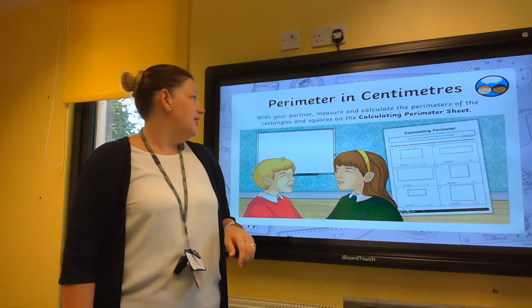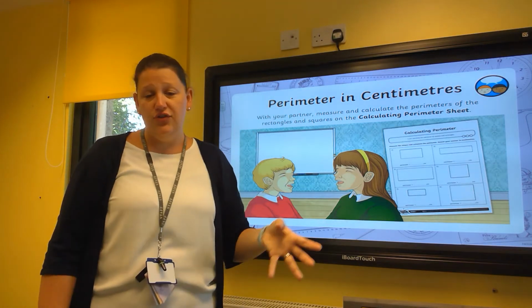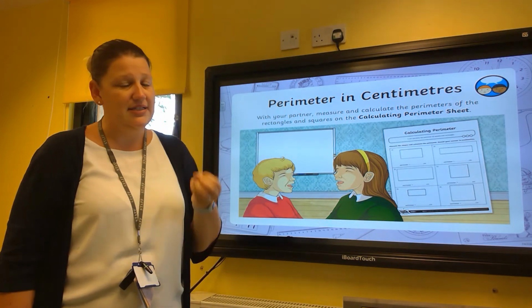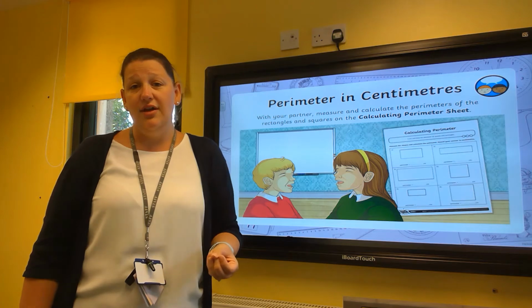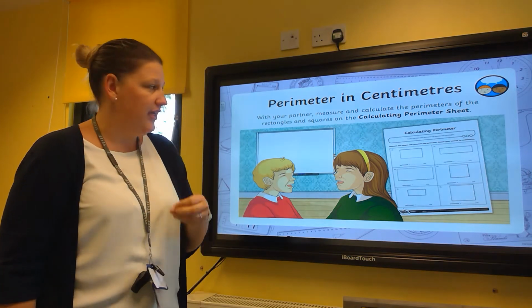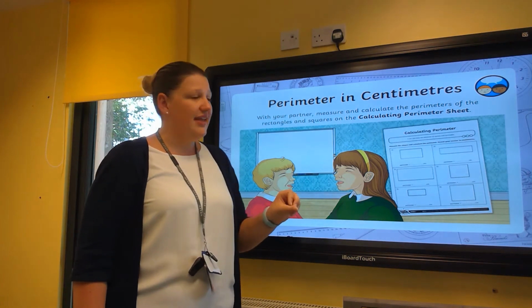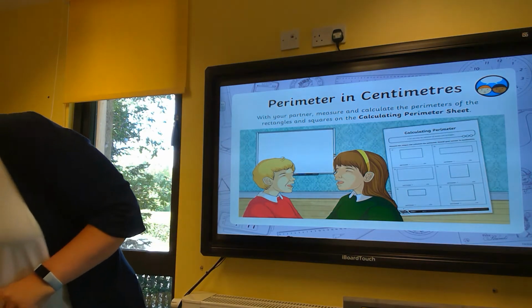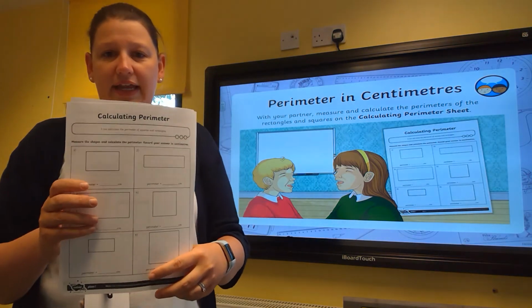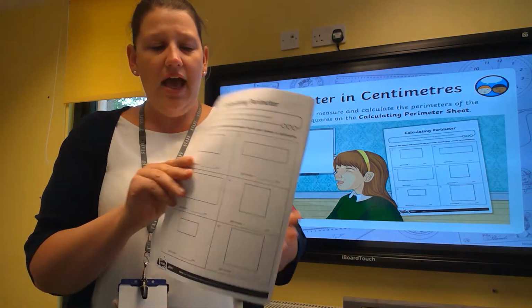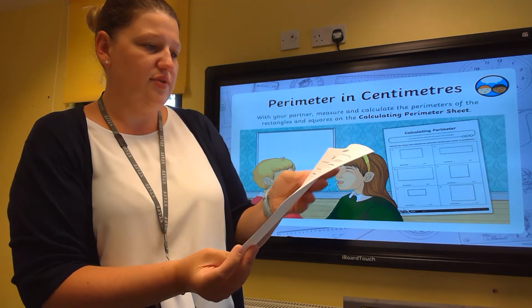So what you're going to do, you're not going to do it with a partner unless you've got a partner at home. You can still do this independently, it's completely up to you. If you've got someone at home to help you, great. If you haven't, crack on independently. You're going to have a go at this calculating perimeter sheet. So this is my sheet here. I've got my calculating perimeter, and I can calculate the perimeter of squares and rectangles.